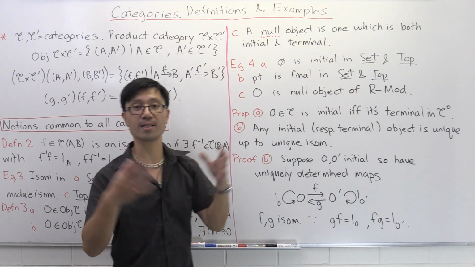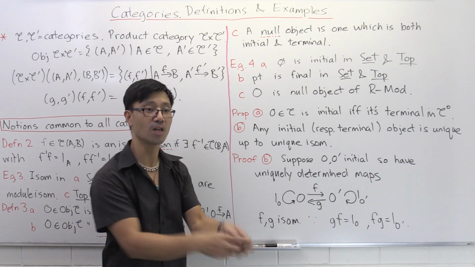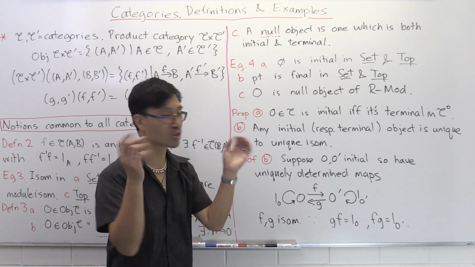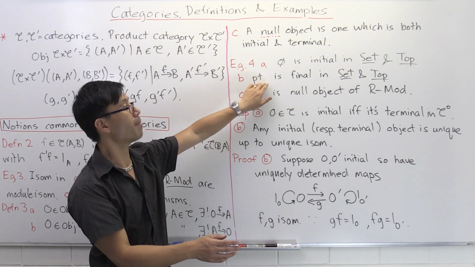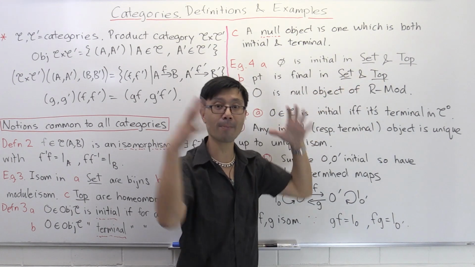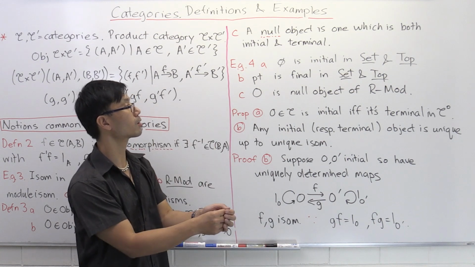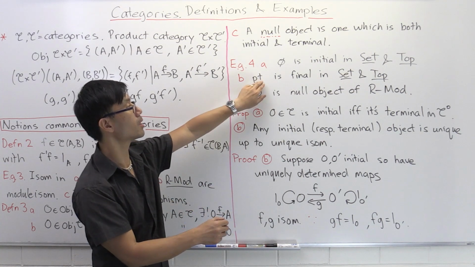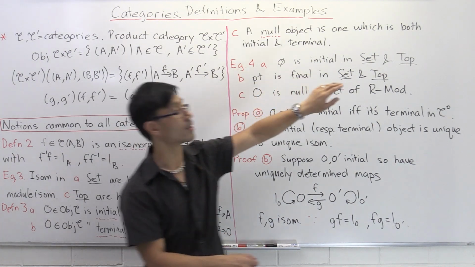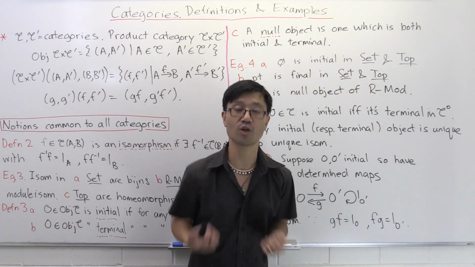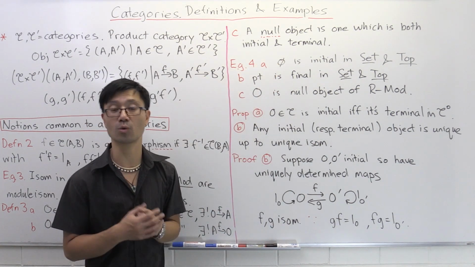Given any set, of course, you can always map it in a unique way to a one element set. You send everything to that one element. There's no other possibility for what that is, and that map always exists. And that map will be continuous if the set you're mapping from is a topological space. So a constant map to a single point is always going to be continuous. So this is the final object in the category of sets and also the category of topological spaces. Note here, the initial object and the final object are actually quite different.